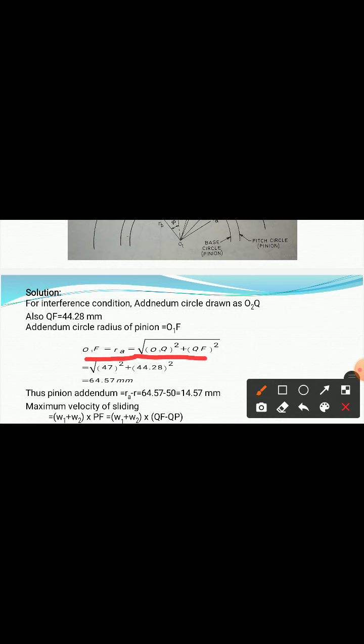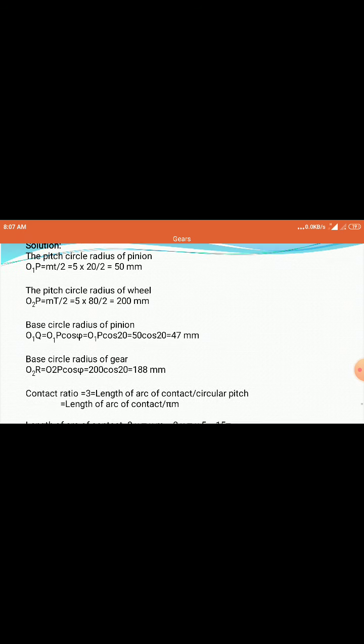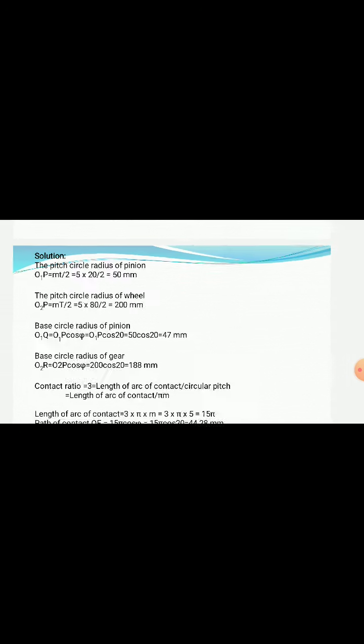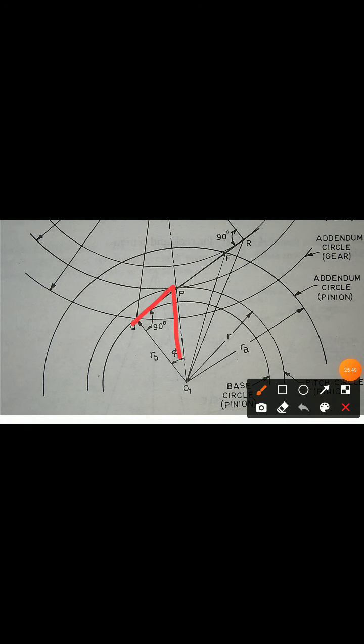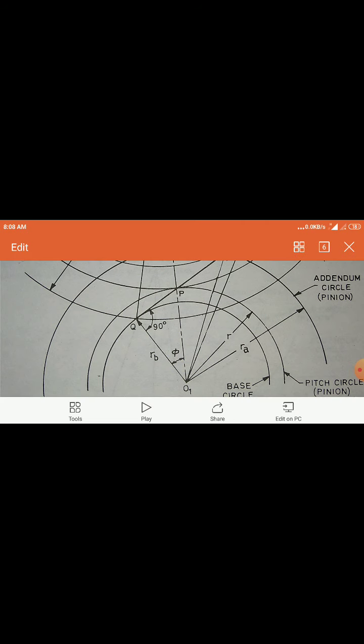Now in this case, we have to find out this O1Q value. O1Q is equal to O1P cos phi, by considering this triangle. Now O1P is the pitch circle radius of that particular pinion, which we find out by using the module formula. So O1P is known to you, and phi, the pressure angle, is also given. With this data we can find out this O1Q value.